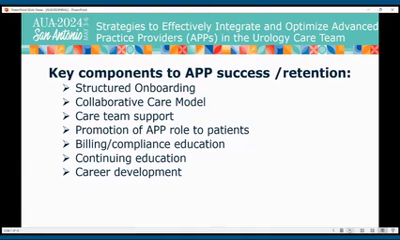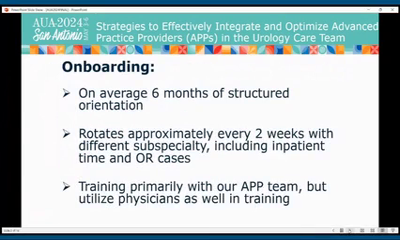So the next slide is going to focus on key components to success and retention. Listed below are the areas that we found to be integral to our long-term plan. And I'll go into each of these in more detail. So we'll start with our onboarding process.